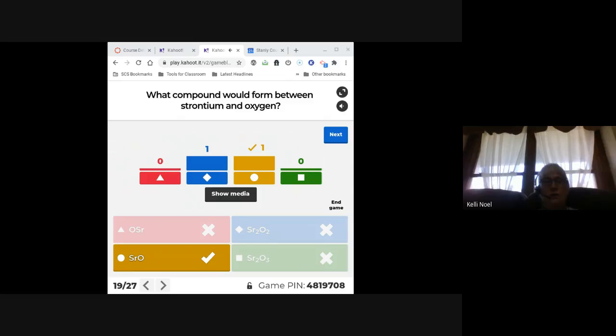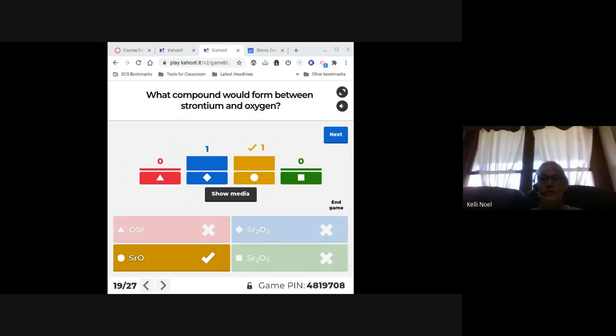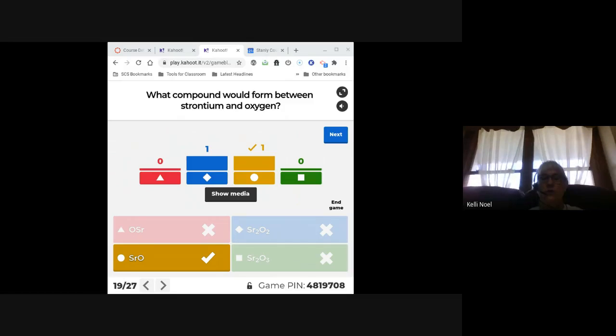There it is. I was going to look and see what column it is in. It must be in group 2. Okay, so they have the same number of charge. Oxygen has a -2. Strontium has a +2. So it's just going to be SRO.